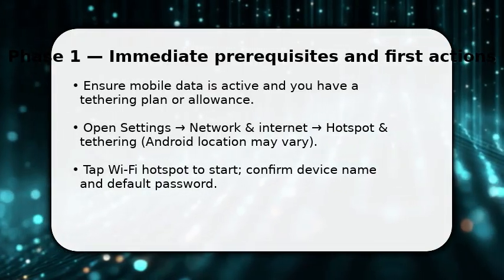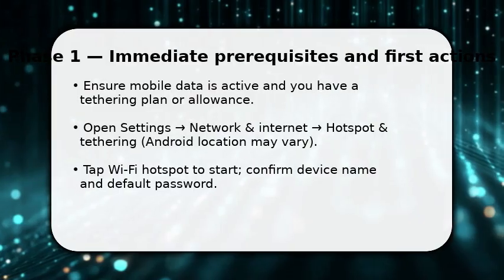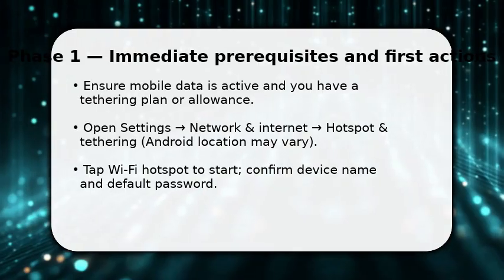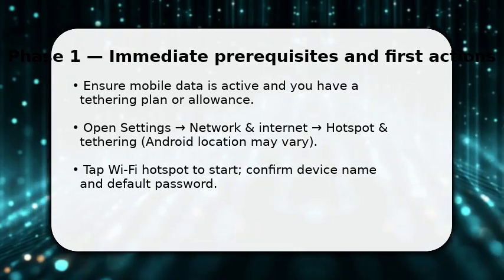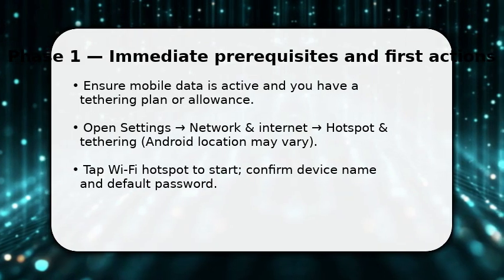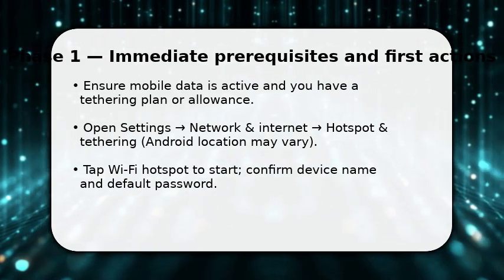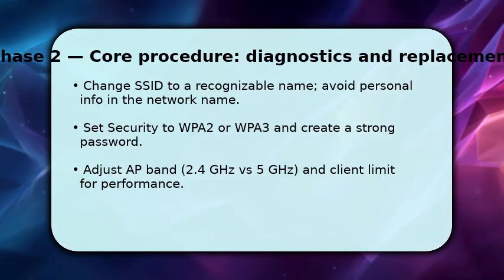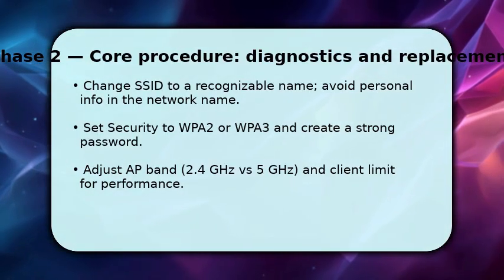Tap Wi-Fi Hotspot to view the main controls. This immediately starts the service if you toggle it on. You do this first because starting the hotspot activates the radio and shows the SSID and password that other devices will use to connect. Once the hotspot is active, configure security options to protect your data and bandwidth.